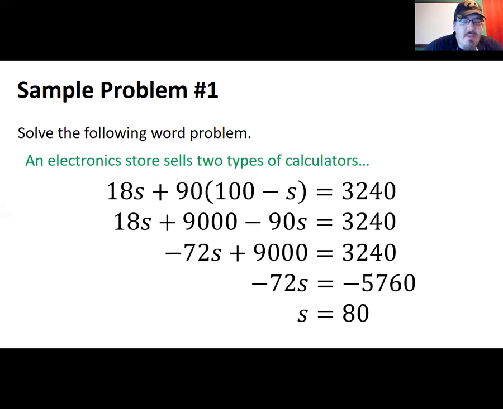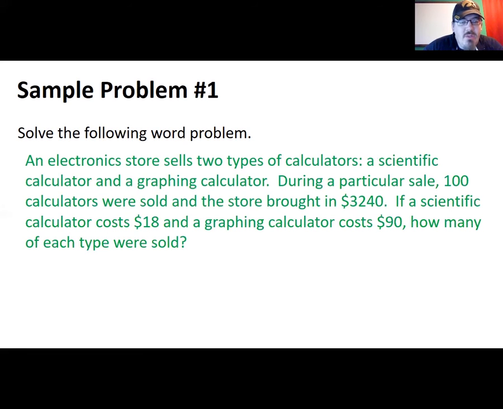s represented the number of scientific calculators that were sold. So this means we sold 80 scientific calculators. So if we go back to our problem, then we can look to actually answer the question, how many of each type were sold? So our equation gave us the number of scientific that were sold, so that's 80.